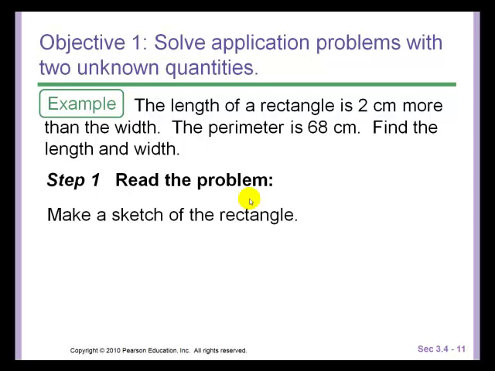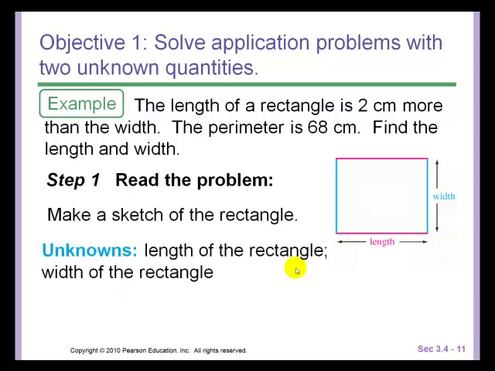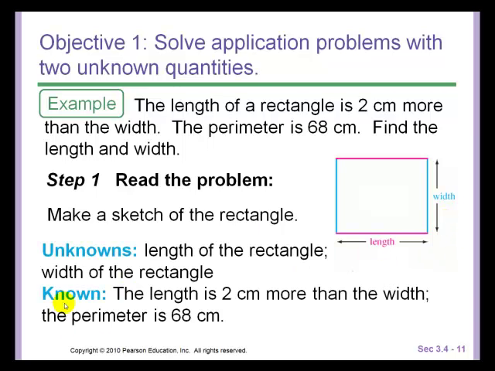It is helpful when you are dealing with actual shapes to make a sketch of that shape and label it. Since we have a rectangle, I'm labeling it with a length and a width. What I don't know is the length or the width. What I do know is that the length is 2 centimeters more than the width, and that the perimeter is 68 centimeters. You can either write it as a statement or label your drawing.